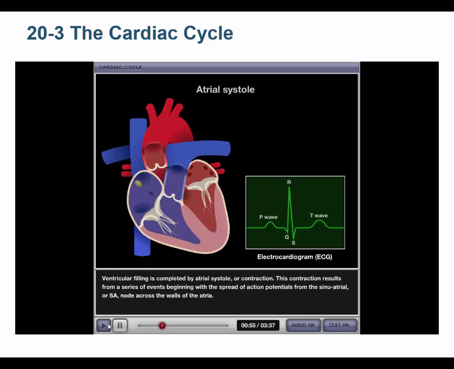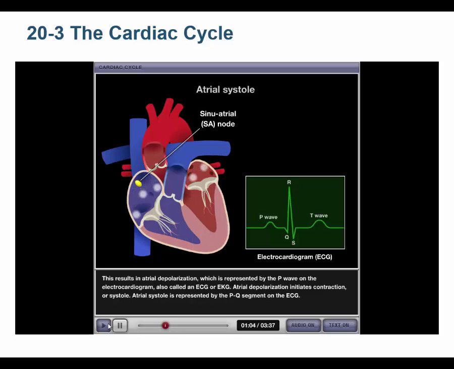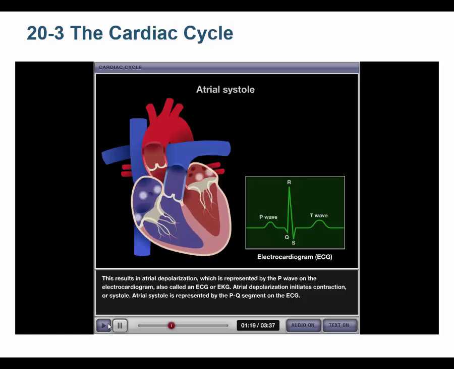This contraction results from a series of events beginning with the spread of action potentials from the sinuatrial or SA node across the walls of the atria. This results in atrial depolarization, which is represented by the P wave on the electrocardiogram, also called an ECG or EKG. Atrial depolarization initiates contraction or systole. Atrial systole is represented by the PQ segment on the ECG.